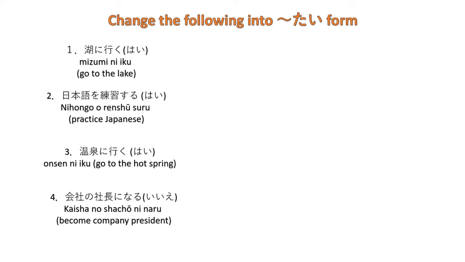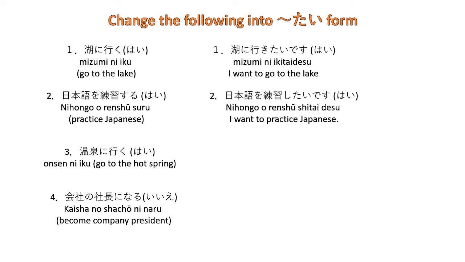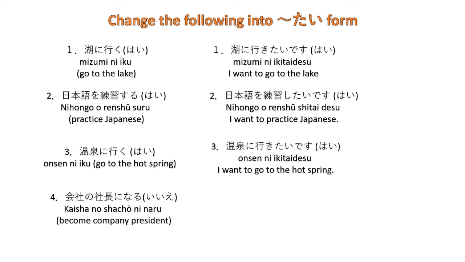湖に行く, go to lake. I want to go to lake. はい。湖に行きたいです。I want to go to the lake. Next, 日本語を練習する。I want to practice Japanese. 日本語を練習したいです。Yes, I want to practice Japanese. Number 3, 温泉に行く, to go to hot spring. Yes, I want to go to the hot spring. Say, 温泉に行きたいです。I want to go to the hot spring.